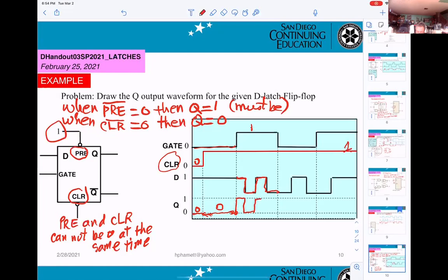That's how it looks. Q equal D: D1, Q1, D0, Q0. So just copy it. How about the next one? The gate equals zero, so Q does not change. It was zero here, so it keeps zero. And now up here, gate equal one, Q equal D. Copy this down. That's it.